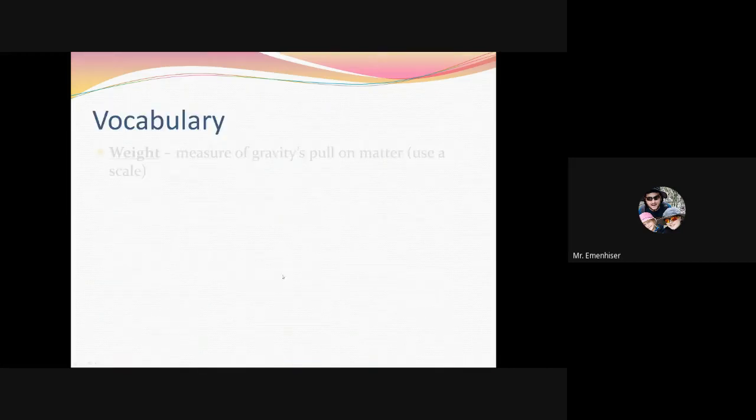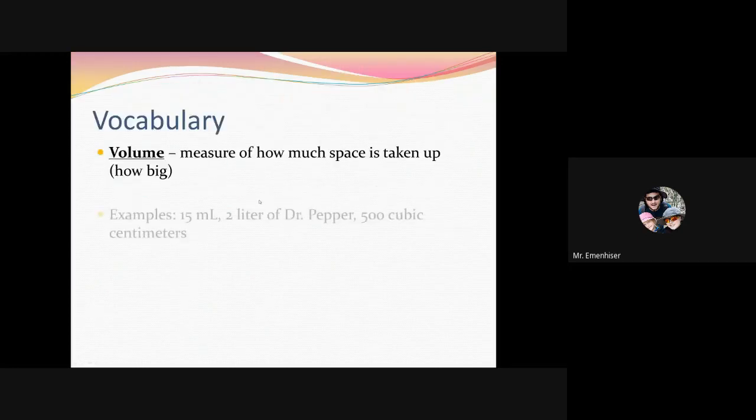Okay. Weight is a measure of gravity or pull of matter on a scale. So it's the measure of gravity's pull. So you would have a different weight if you went to the moon, and you'd be able to jump higher, which is cool. Volume. Volume is how much space something takes up. So 15 milliliters: take a graduated cylinder and fill it up with 15 milliliters of water, and that's the volume it takes up. 2 liters of Dr Pepper, right? Or 500 cubic centimeters.